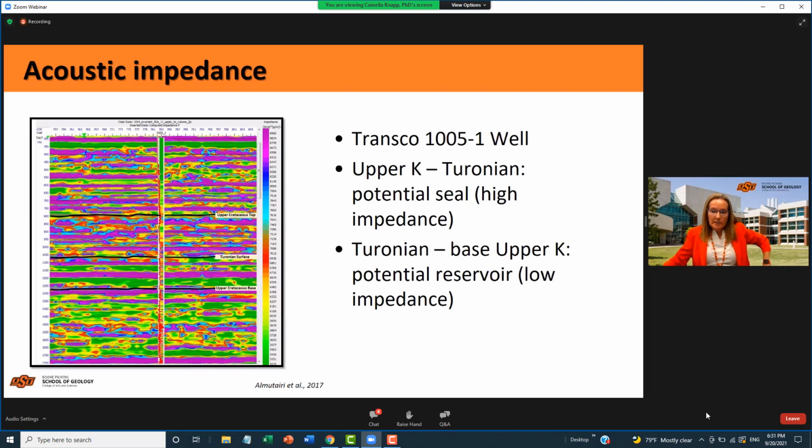The acoustic impedance plot shown in this figure indicates that the upper Cretaceous strata of the South Georgia embayment have two prospective intervals at the Transco 1005 well. The first one represents an impermeable sill, which is the layer between the top of the upper Cretaceous and the Turonian surface. That shows high impedance that is interpreted as low porosity. They are inversely proportional. And the second layer represents the interval between the Turonian and the base of the upper Cretaceous that may prove to be a significant reservoir for CO2 storage. And that's what I will focus on.